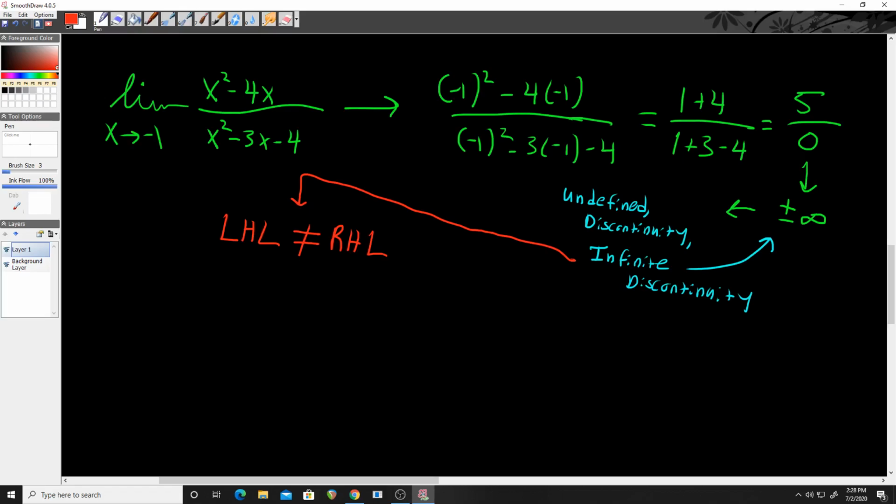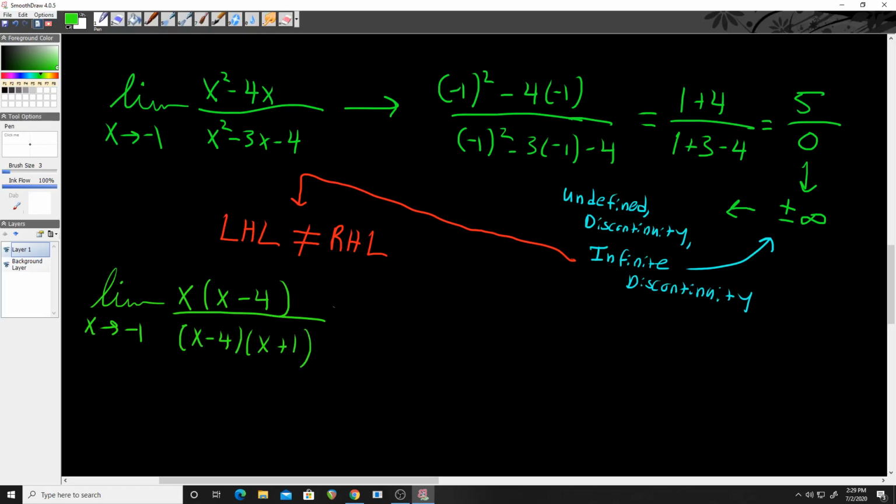So we need to see if that's the case. So, left-hand limit first. And what I want to do, just to make this a little bit easier, is I am going to factor. So I'm going to factor the top. I want to pull out a greatest common factor of x. And then I'm going to factor the bottom. -4 and -3. That'll be x minus 4, x plus 1.